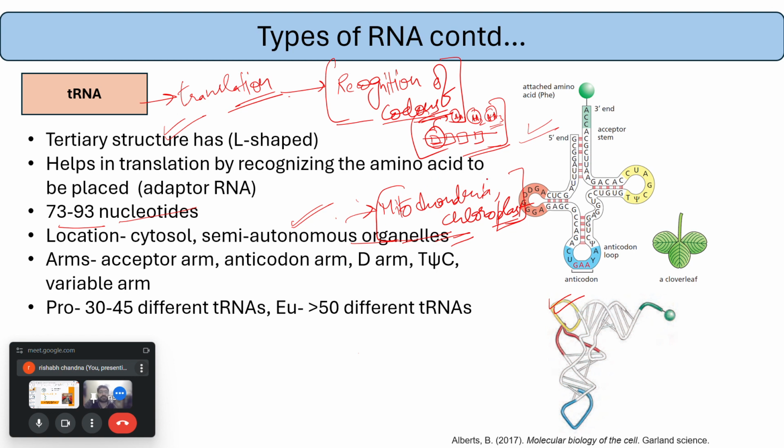Talking about its structure, it basically has four loops. One is the anticodon loop, the one that recognizes the codon on the mRNA. This is the mRNA chain, so it recognizes the triplet code and then takes the amino acid. Different amino acids have different types of tRNA, due to the wobble hypothesis, because of the last base.